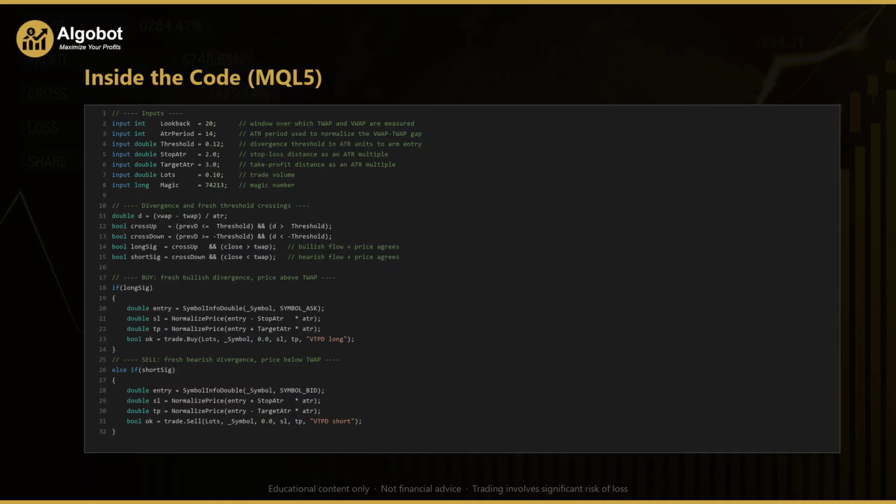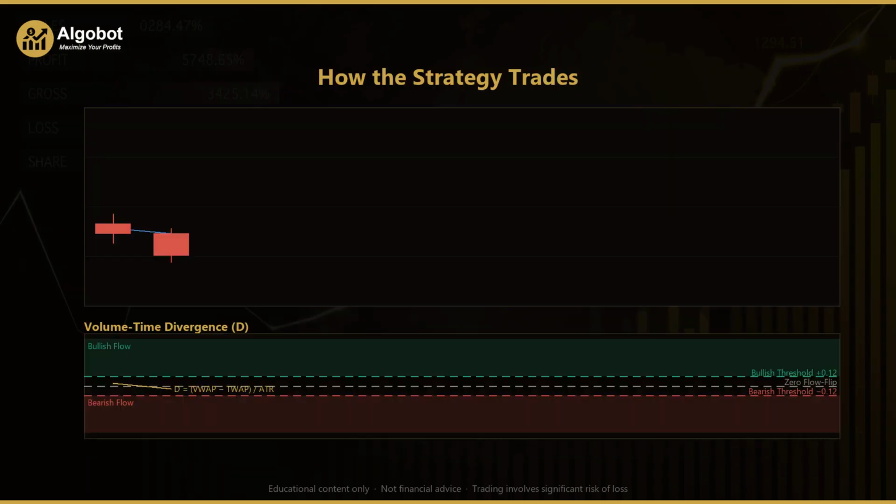Each price is rounded to the symbol's digits by the normalized price helper before it reaches the broker. Both sides are symmetrical, same logic, opposite direction. Now let's bring it all together on this illustrated chart.